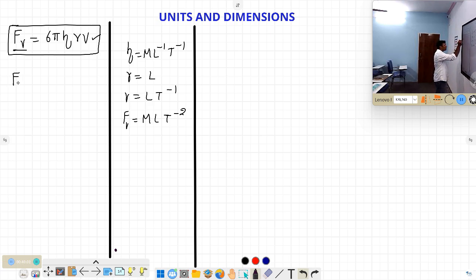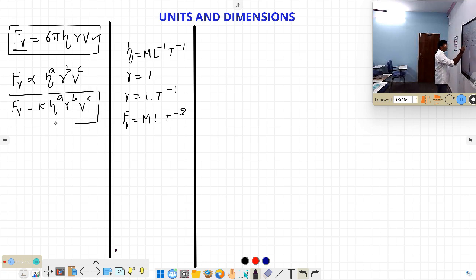So how is the force of viscosity related to eta, to R, to v? Eta is raised to some power, you don't know that, so take it as a, R is raised to b, and velocity is raised to c. In the answer we have 1, 1, 1, that we are going to prove. So force of viscosity is proportional to eta power a, R power b, v power c. Remove the proportionality and keep a constant, that is k into eta power a, R power b, and v power c. Now before solving this one, you have to know the dimension of each physical quantity.